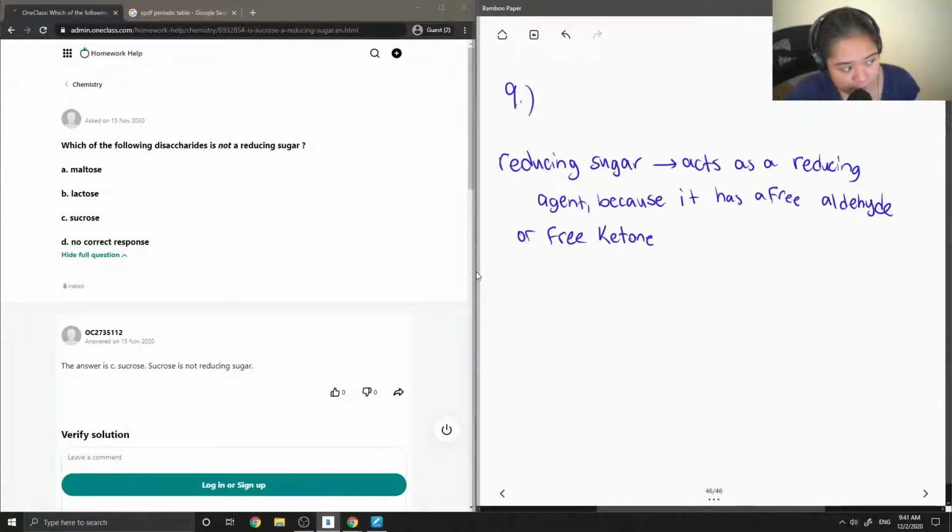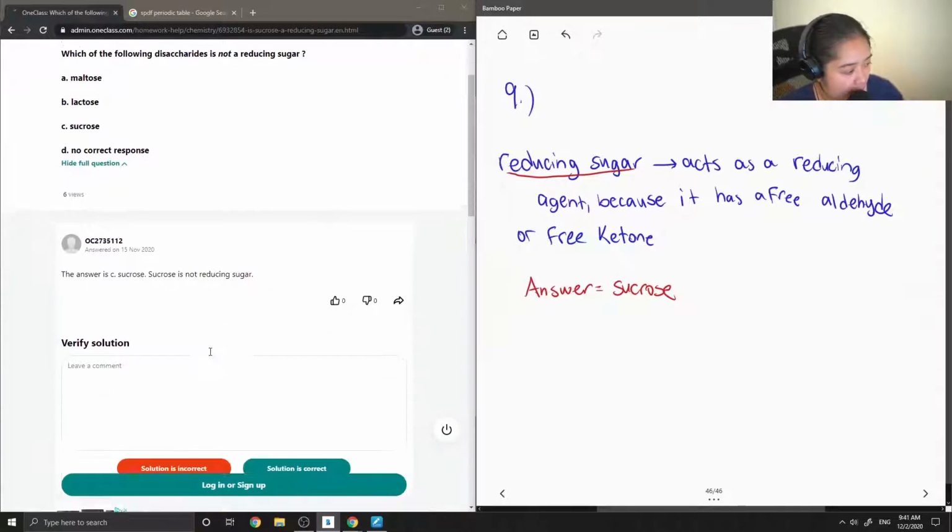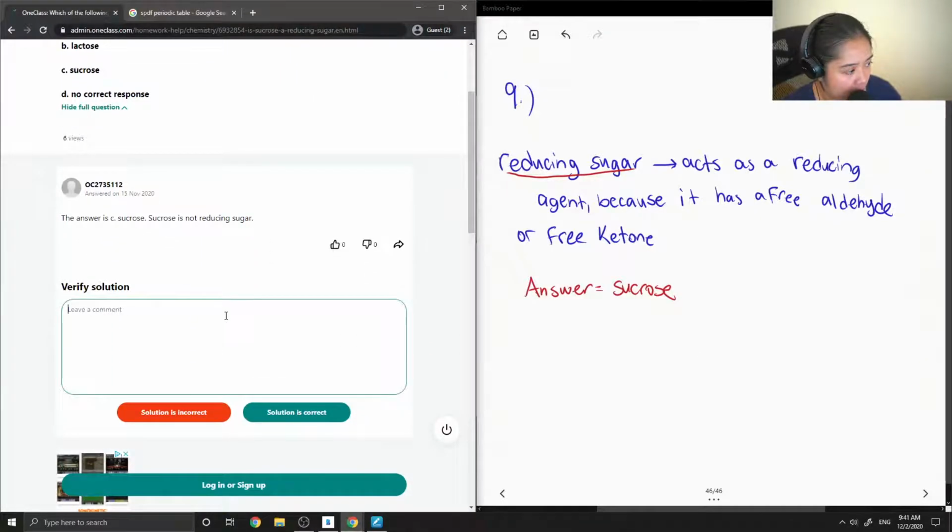So out of all of the disaccharides that they listed, the answer that is not a reducing sugar is sucrose. So the junior tutor said the answer is C, sucrose. Sucrose is not a reducing sugar. Yep, so the solution is correct.